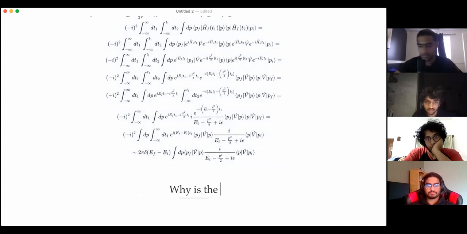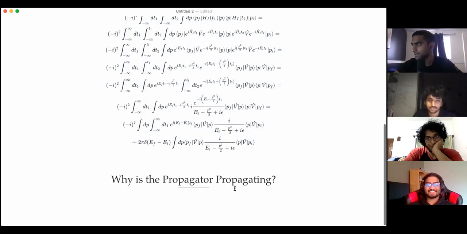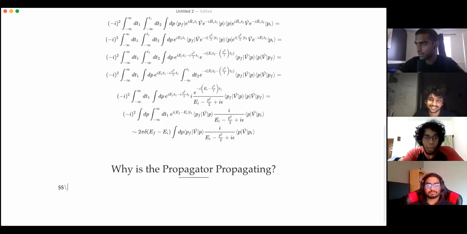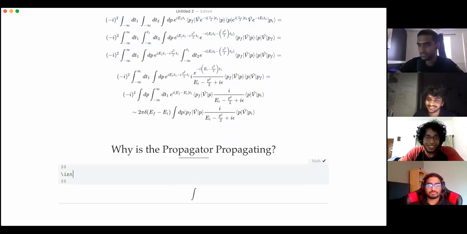Why is the propagator propagating? So let's go back to our famous formula now. That's what a propagator does. Yeah, sure.